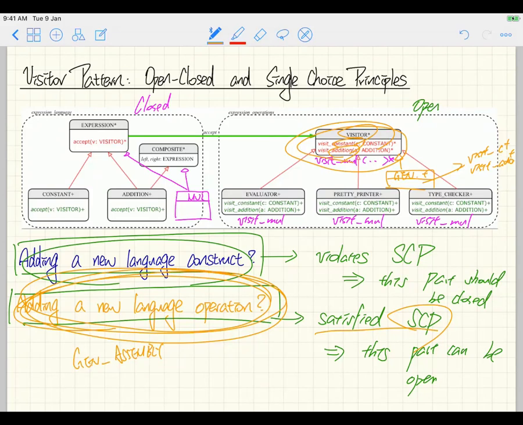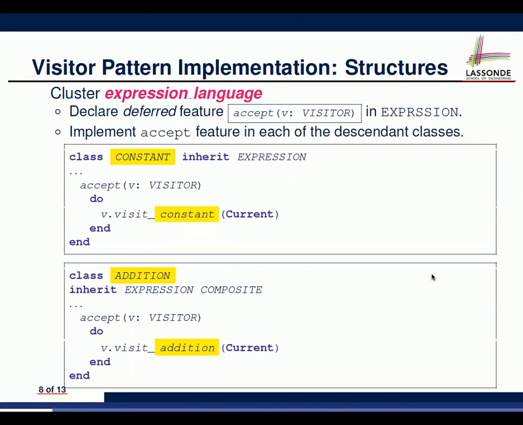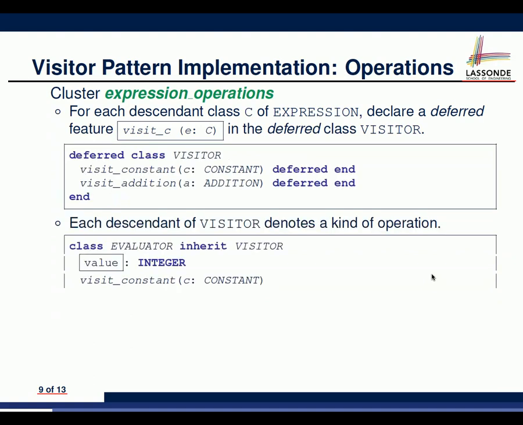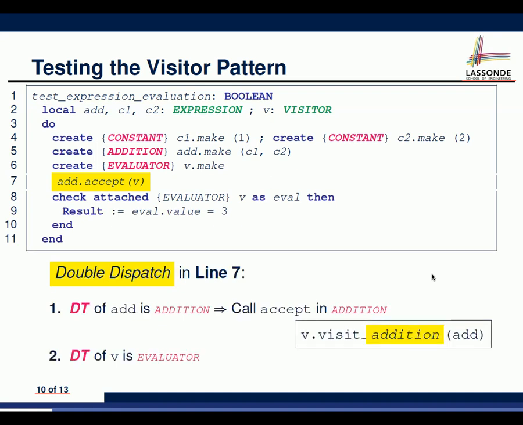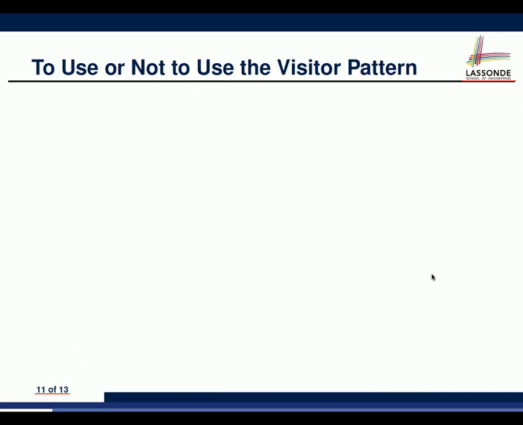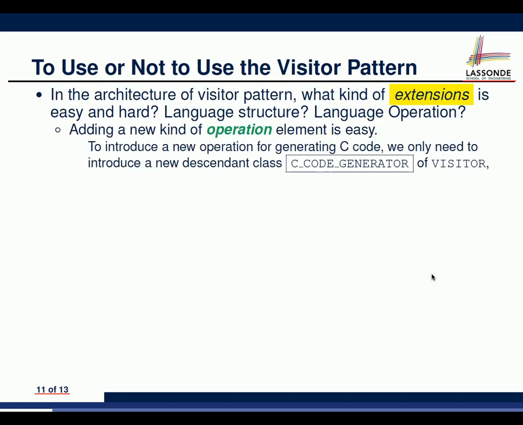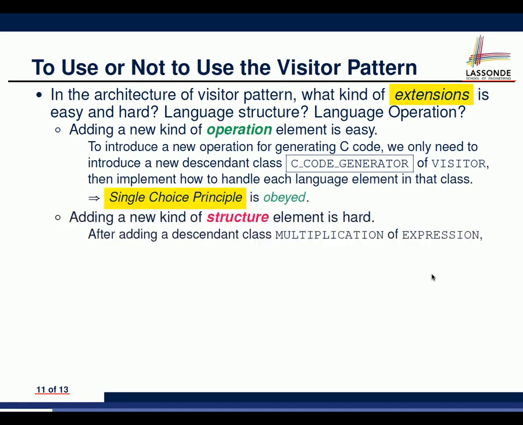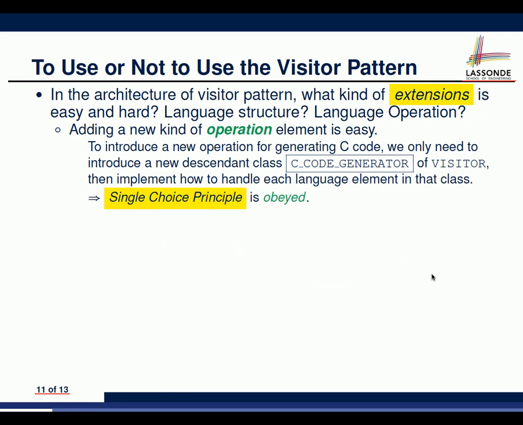Okay, so now let's go back to the slides. Everything has been set already on the iPad. There's a tester we have. Now, again, there's the double dispatch that I talked about. When should we use the visitor pattern? Basically, you should make sure the single choice principle is obeyed, which means you only try to add operations to a visited part.